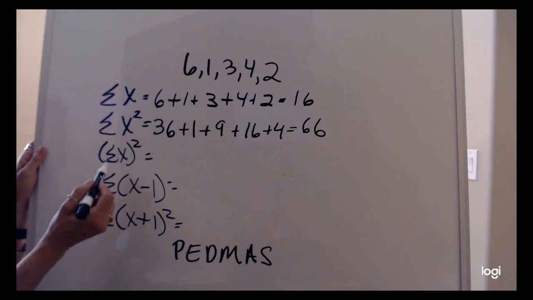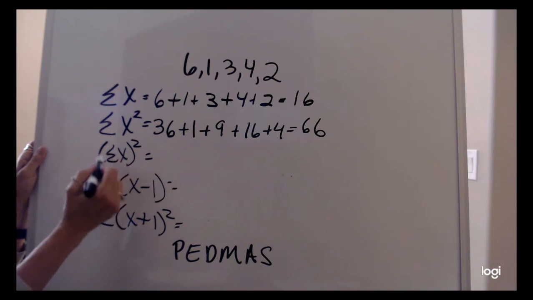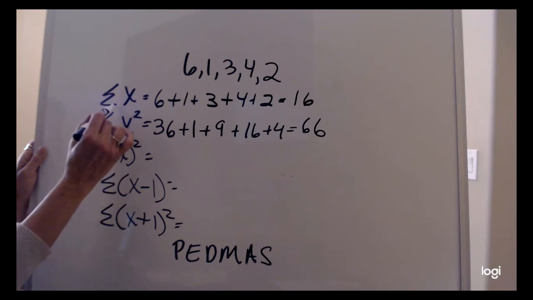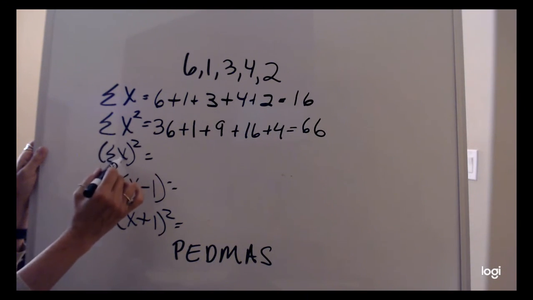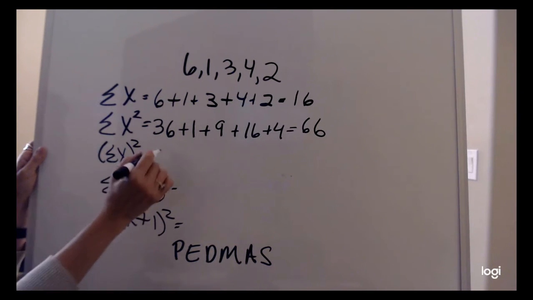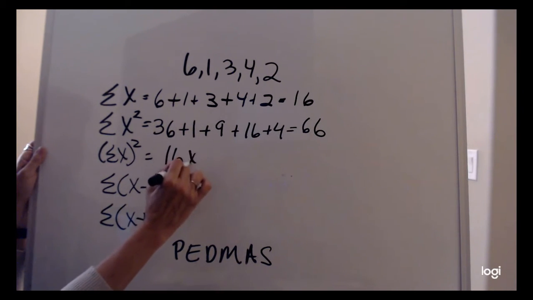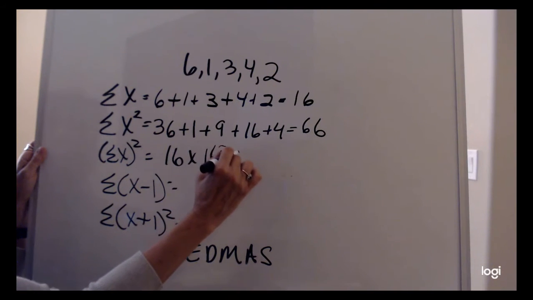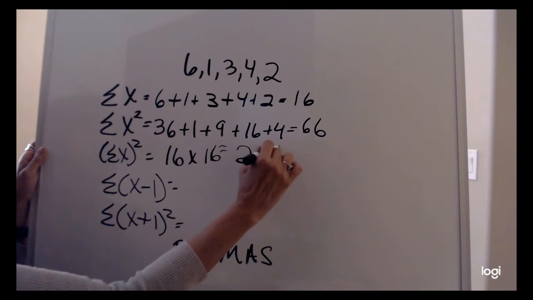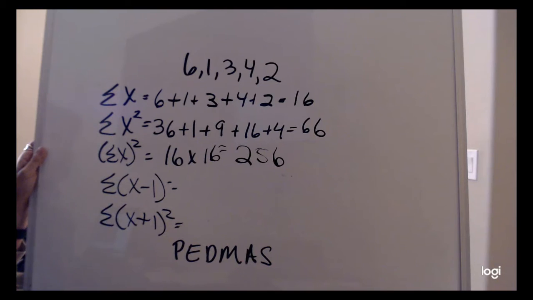Our next direction is to sum up each score and then square that total. So we already have done that. We've taken the sum of the scores and we know that it's 16. So here this is asking us to take 16 times 16, which will give us 256. All right, we're moving along.